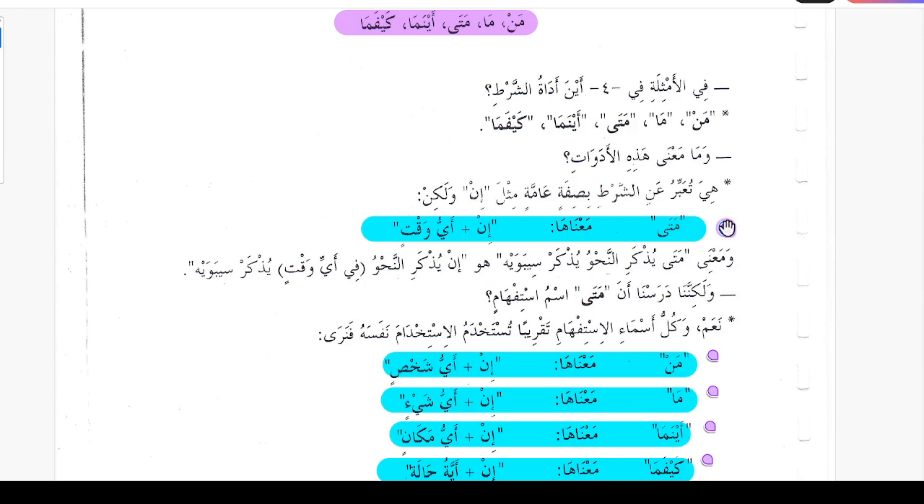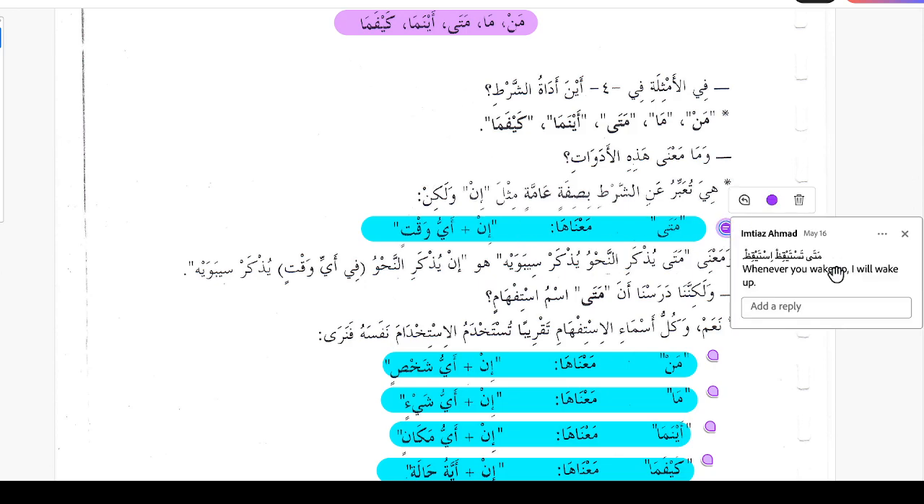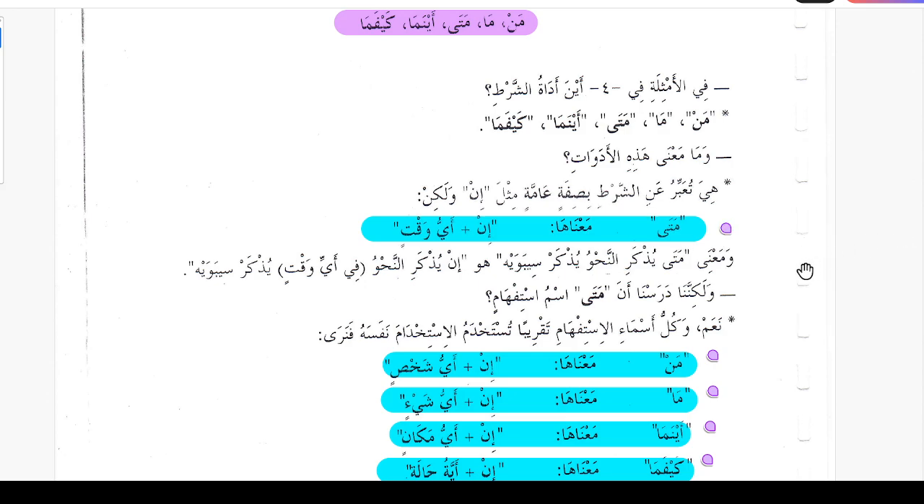So here is an example: mata tastayqiz astayqiz. Whenever you wake up, I will wake up. So using mata means if you wake up at whatever time, any time, I will wake up at the same time. We are using the condition with the sense of ayyu waqtin, any time, so if that is the case, then we use mata.